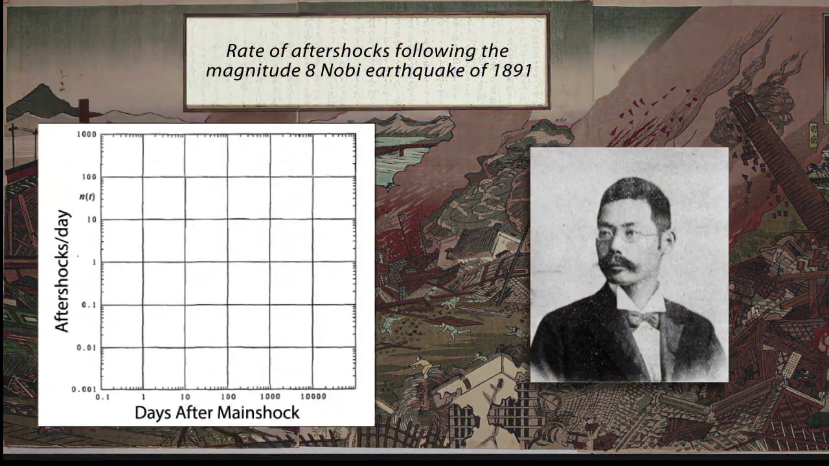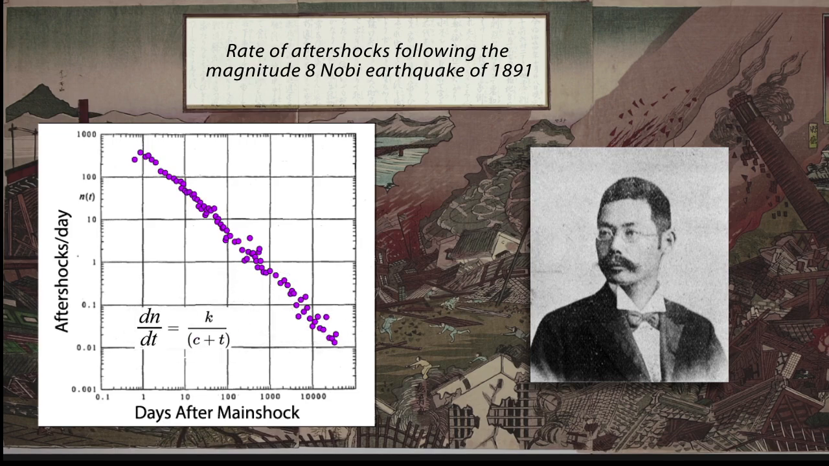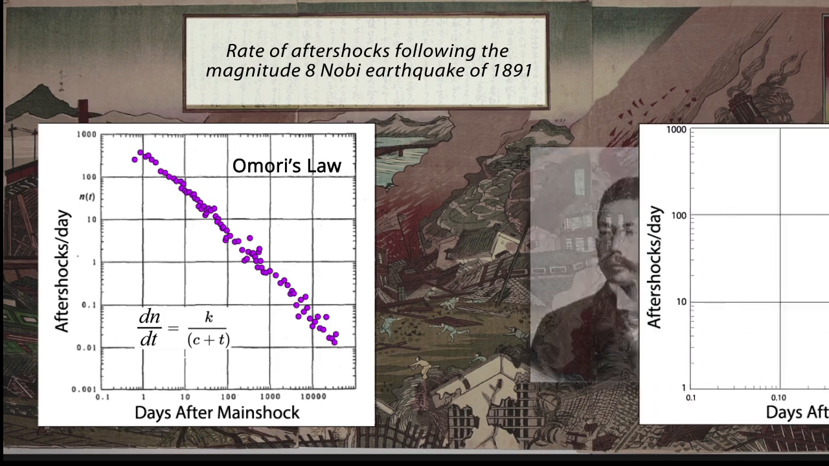Omori found that the decay of the aftershock rate was best analyzed using a logarithmic graph of aftershocks per day versus days after the main shock. He showed that the rate of aftershocks decreased with the reciprocal of time since the main shock. This is a general observation now referred to as Omori's law.